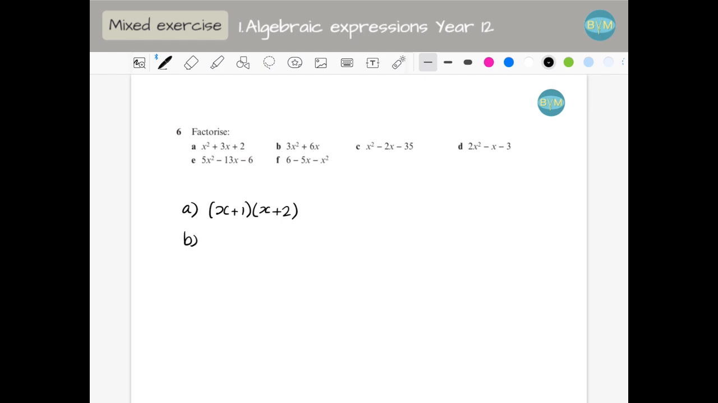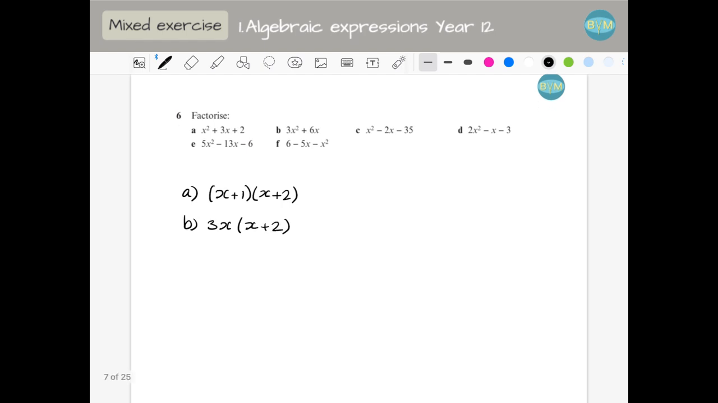Second one, in this case it's a quadratic, but I don't have a third term, so I'm not going to factorize with double bracket. I'm just going to factorize like we did in exercise 5. So you are going to get the highest common factor of the numbers and the highest common factor of the letters, and then we divide by that and we have x plus 2. Yeah, so it's just one thing times the bracket.